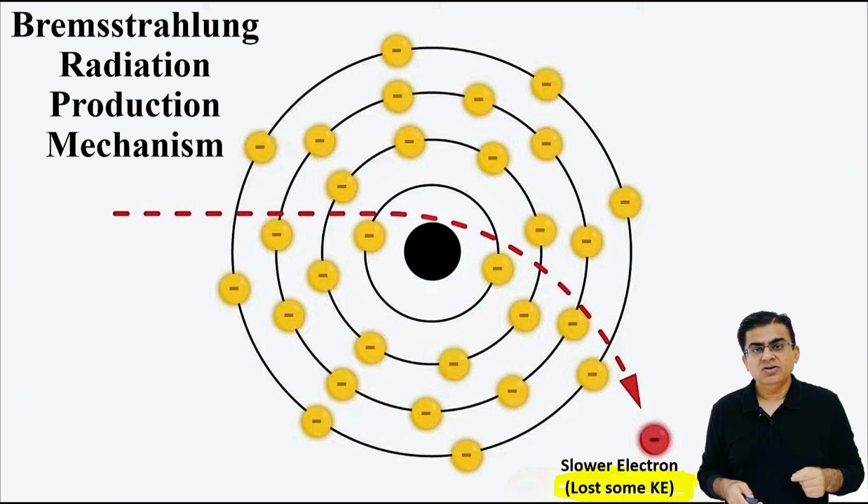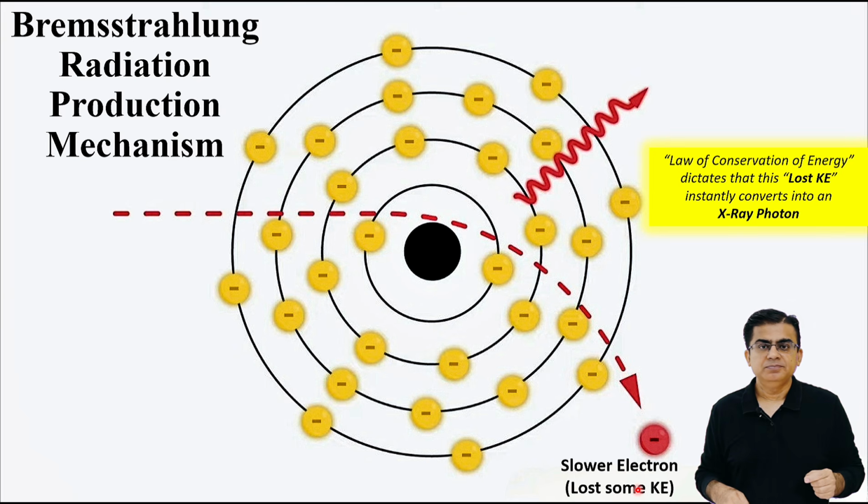Look at the electron exiting towards the bottom right of the atom. It is now a much slower electron. It is slower because a huge fraction of its kinetic energy has been completely stripped away by that braking force. But the law of conservation of energy states that this lost energy cannot simply disappear. What happens to this lost energy then?